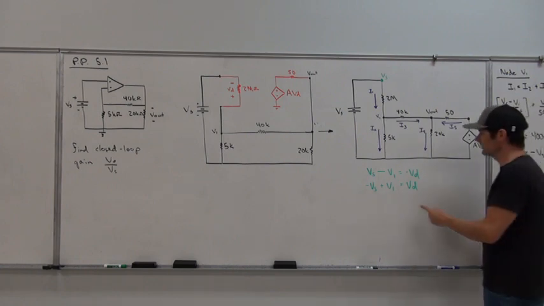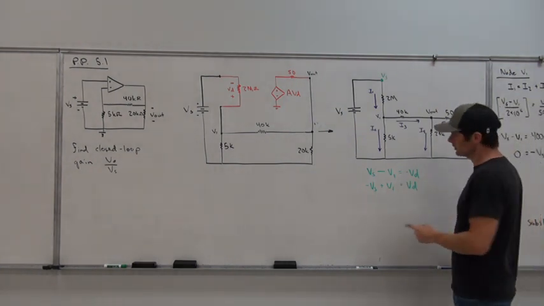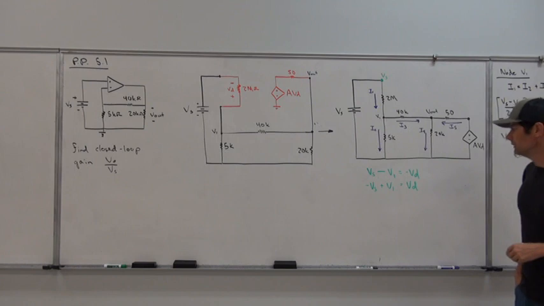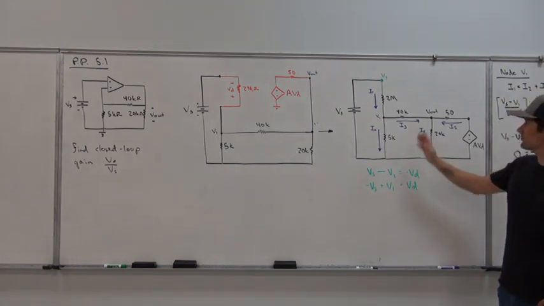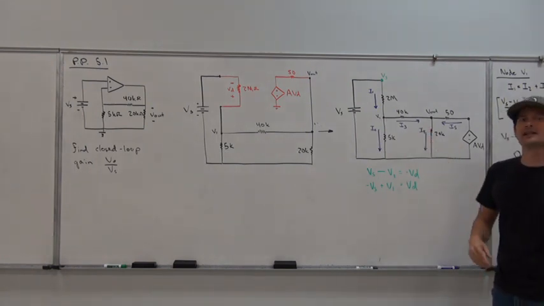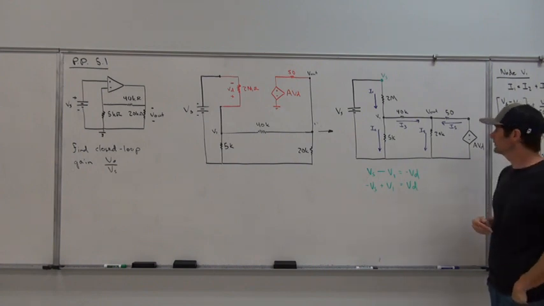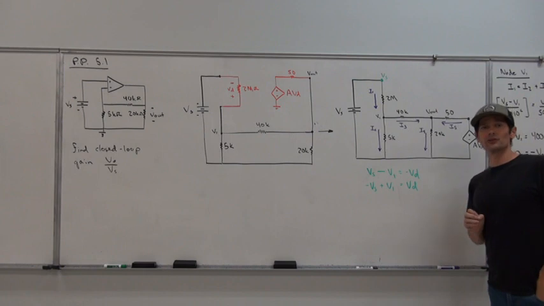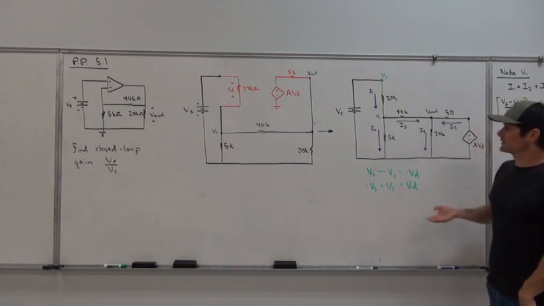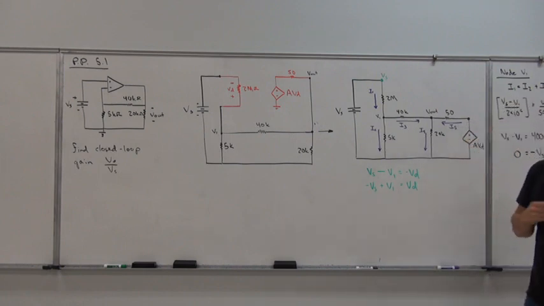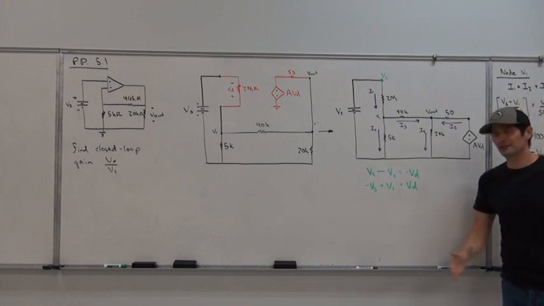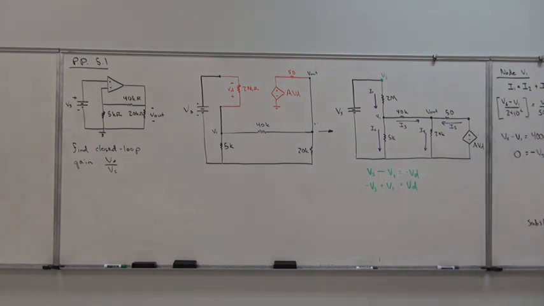We're going to come back and substitute that in, just like we did in the original problem. But first, let's write out our KCL equations and expand those using the current-voltage characteristics, and then start solving for the closed loop gain, which is V naught over Vs. So let's take a look.